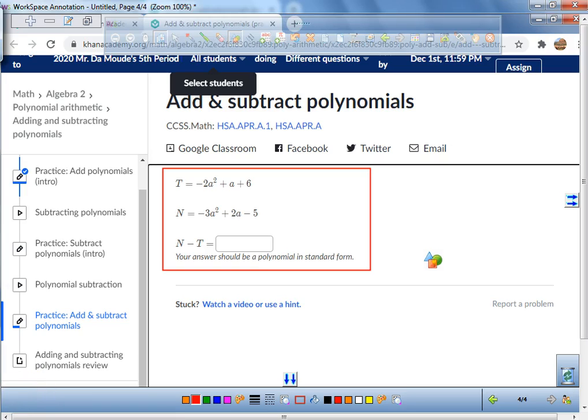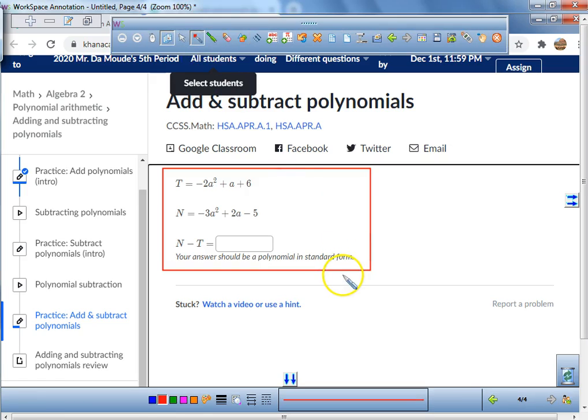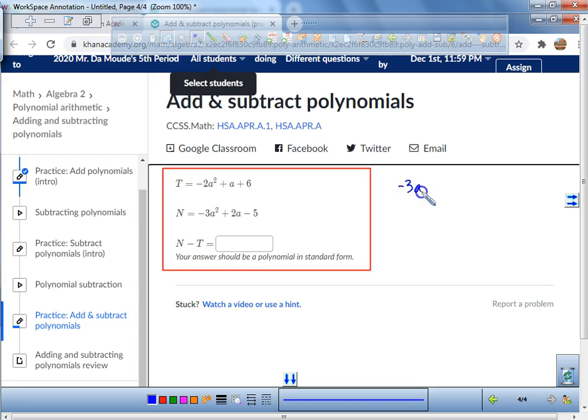All right, so in this particular problem, it says t is equal to this trinomial and n is equal to this trinomial. And all we got to do is do n minus t. N, oh, this is kind of tricky. It says what? N minus t. So what do we got to start with, everybody? N. Negative 3a squared plus 2a minus 5.